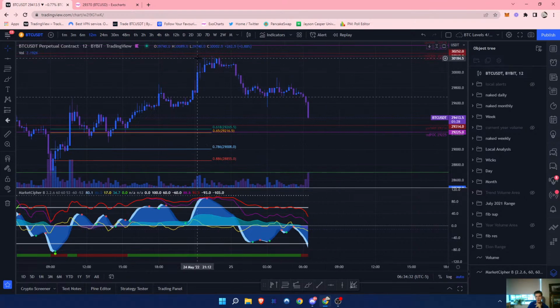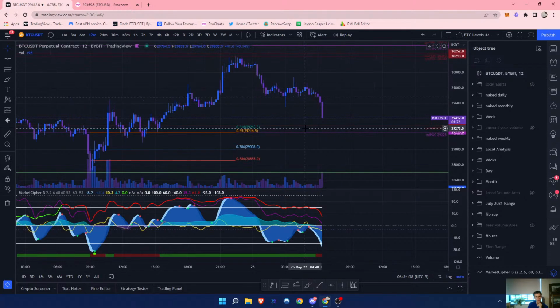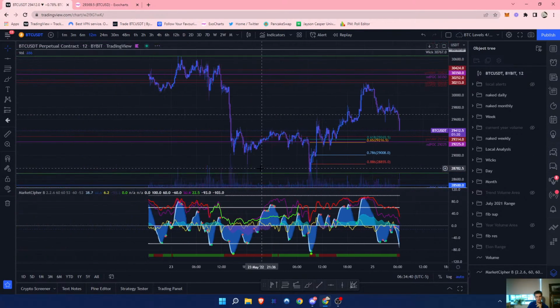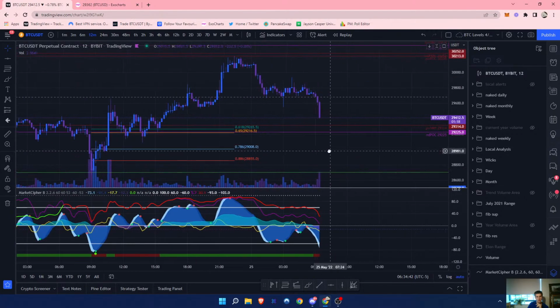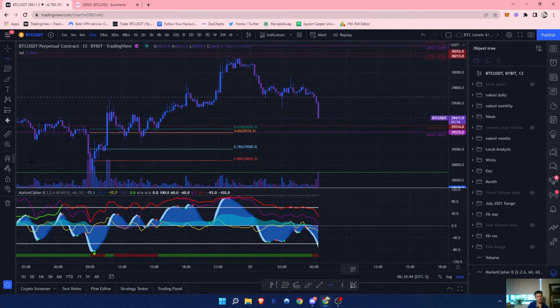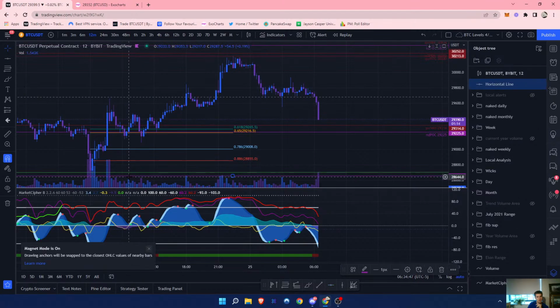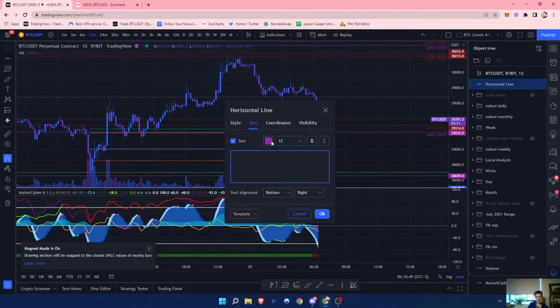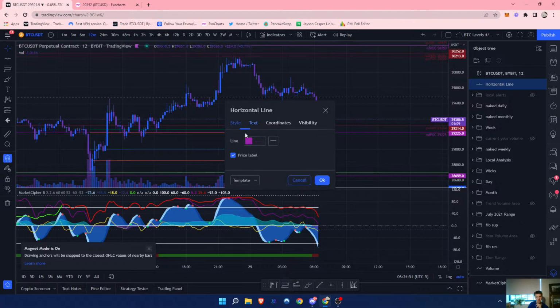You can see that we bounced off of the previous week point of control and just kind of rejecting off of that as we speak. And so the other play that I'm looking for is a swing failure pattern of these lows right here. This will be another long trade that I'm looking at.